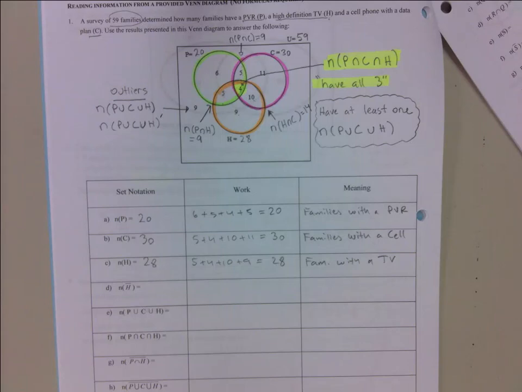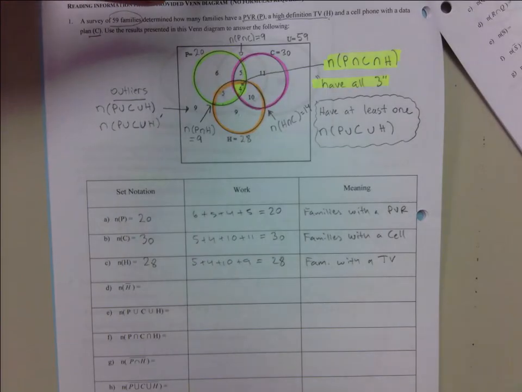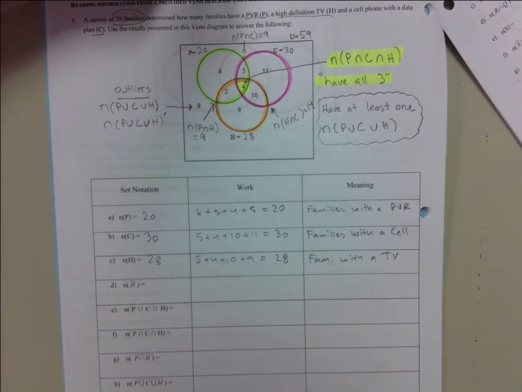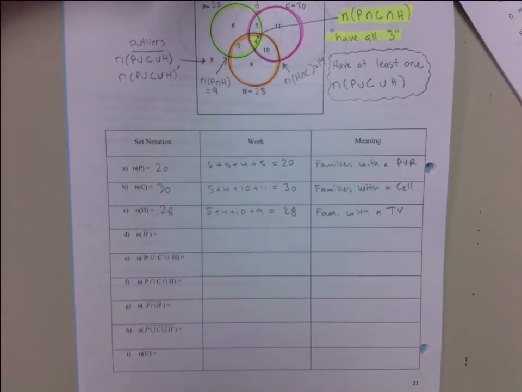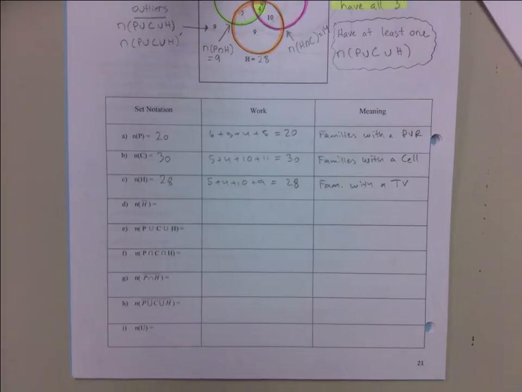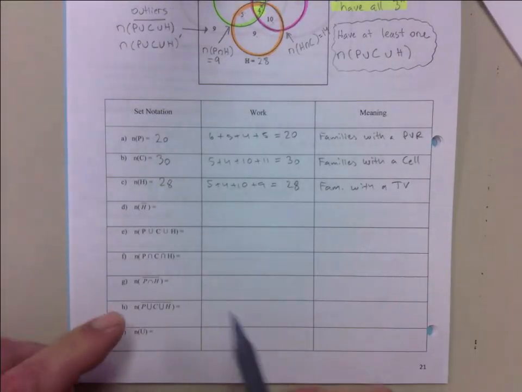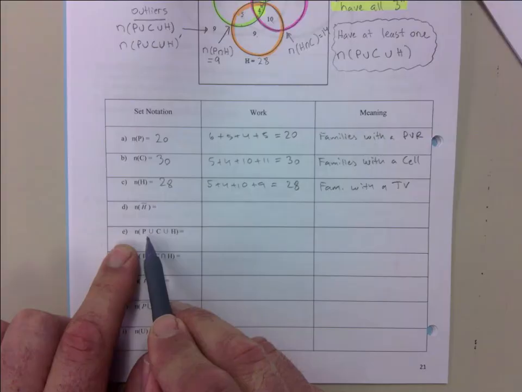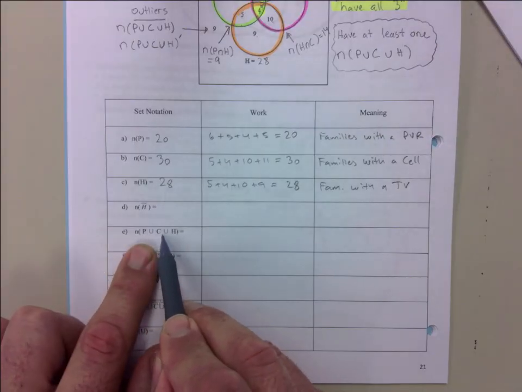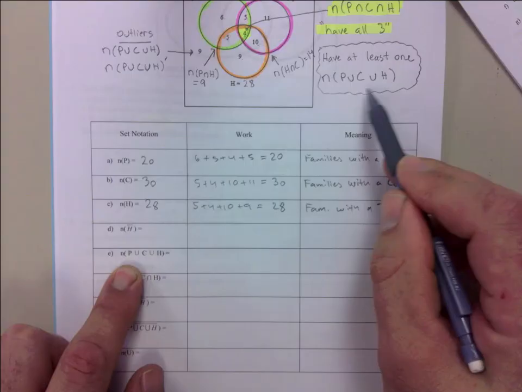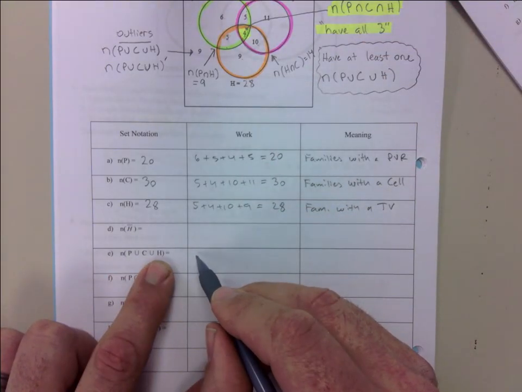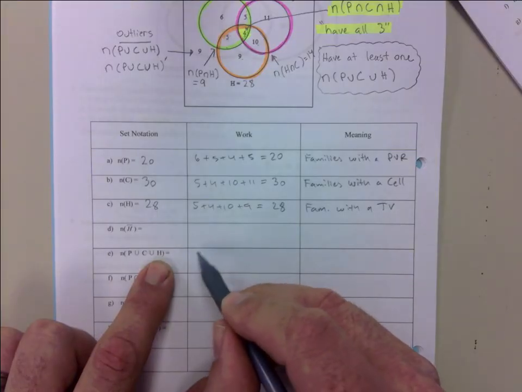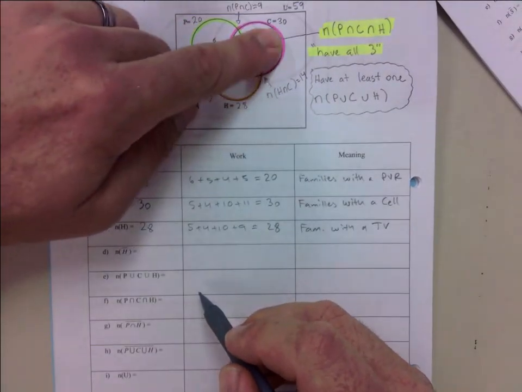I'll skip D for now. I want to focus in on E, F, and H. What is this one again? This is the union of all of them, at least 1. Okay, guys? So watch what I'm going to do here. It's going to be very tedious here. But I'm basically going to add up everything.